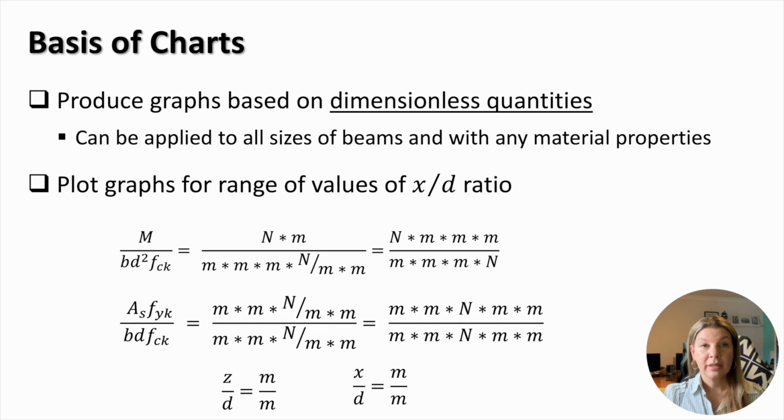properties. The dimensionless quantities include the following: K, which we know equals the moment divided by BD squared times FCK, and the area of steel, AS, times Fyk divided by BD times FCK. As you can see, we get a Z to D ratio and an X to D ratio, which means that everything is dimensionless. The charts are derived for the range of values for the X to D ratio.